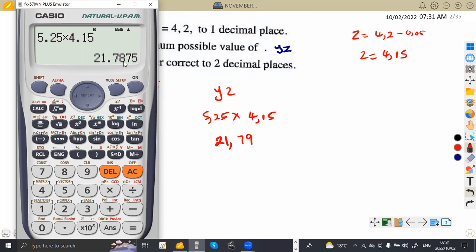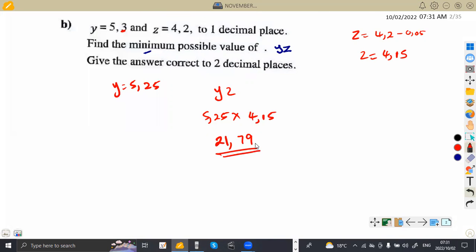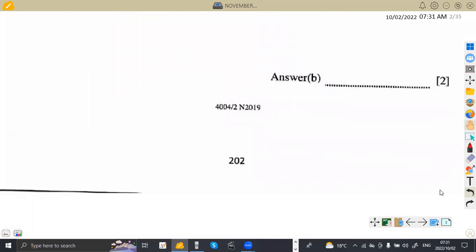This 7 changes this into 9. So it will be 21.79. Okay. So that is to 2 decimal places. So that was the condition of the question in this case. I think it is clear. All right. So let's just check the other part here.